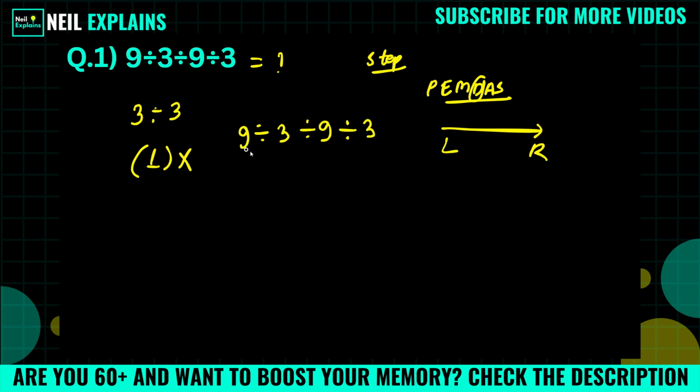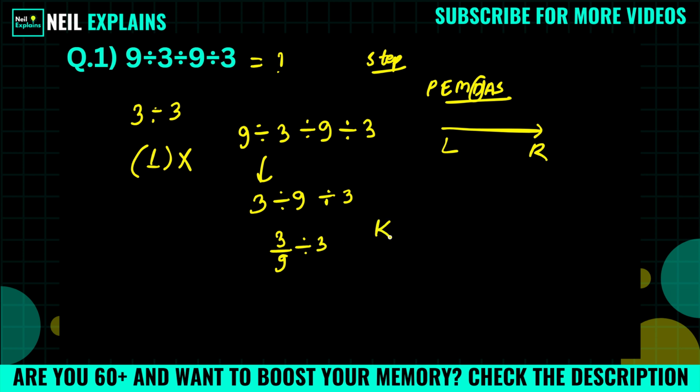So when we divide 9 divided by 3, which will give us the result 3. So our question is 3, 9 and 3. So we can write 3 divided by 9 like this. And now 3 by 9 divided by 3. So what we have to do?